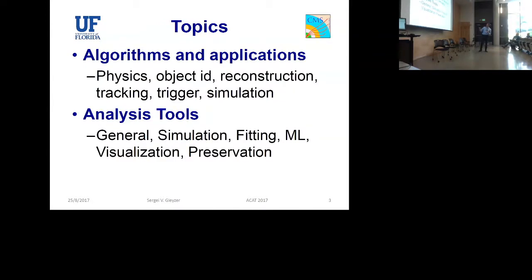The main topics, I would group into 2 areas: the algorithms and their applications in particle physics. So that could be the physics itself, the object ID, reconstruction, tracking, trigger, simulation, the list goes on and on. Lots of applications. And the other part, which is basically the tools that you need to do it, and not necessarily just for machine learning, but also analysis tools for other things like simulation, general purpose tools, fitting, visualization, et cetera. So I would group things this way.